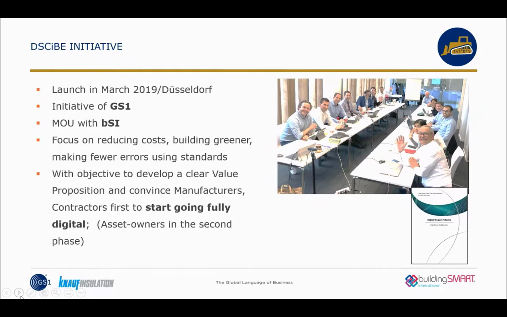We are working in different subgroups, and I have the pleasure to lead one of the subgroups, which is the subgroup focused on the use cases.